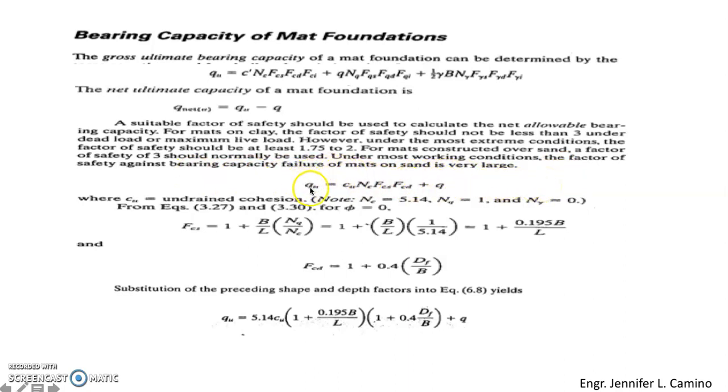This is the ultimate bearing capacity for our mat foundation. You have to take note that Cu is our undrained condition, and Nc is 5.14, Nq is 1, and Nγ is 0. For the sum of the shape and depth factors, you have now the equation. Because of these shape and depth factors, our equation for the ultimate bearing capacity can be simplified into this equation, plus q, which is our effective surcharge.